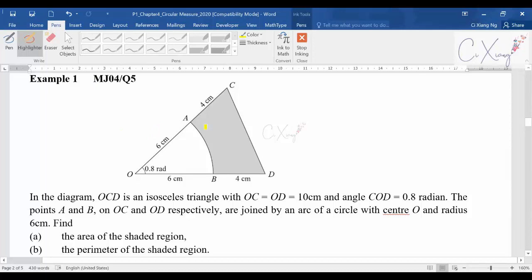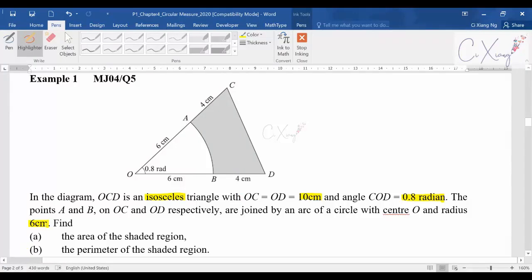All right. So for this example number 1, it is a partial question. They give the figure like this, and they say that OCD is an isosceles triangle, and OC and OD are equal to 10 cm. You can refer to the figure. The angle COD is 0.8 radian. The points A and B of OC and OD respectively are joined by an arc of a circle with center O and radius 6 cm. So this paragraph describes what they give you in the figure here.